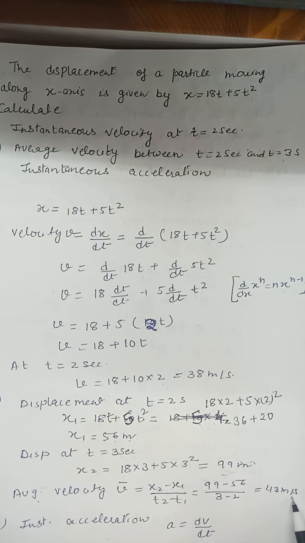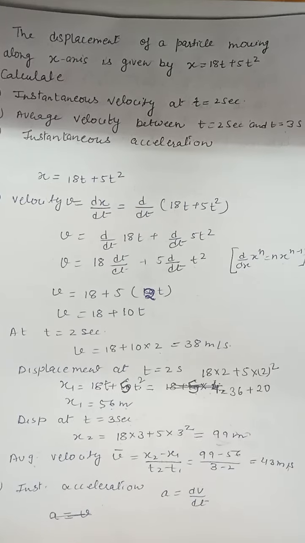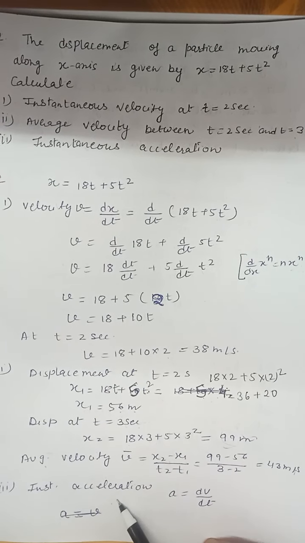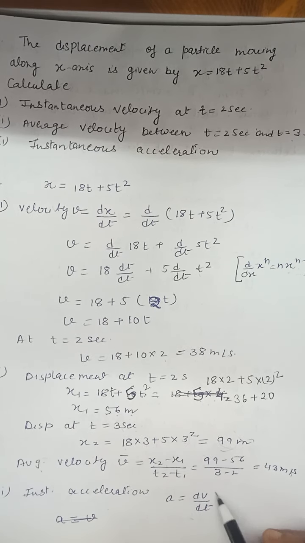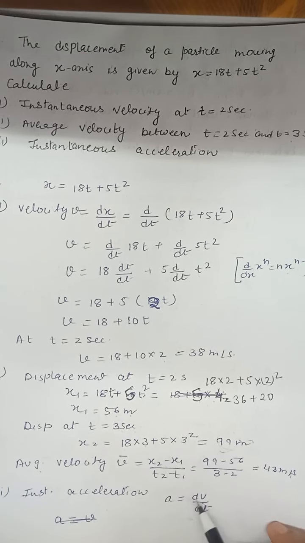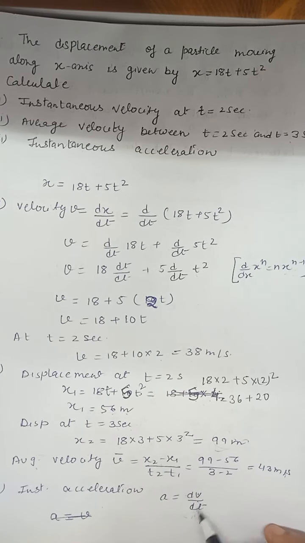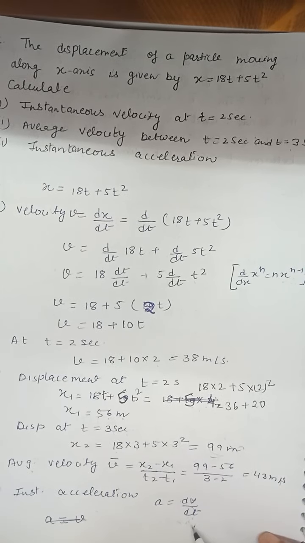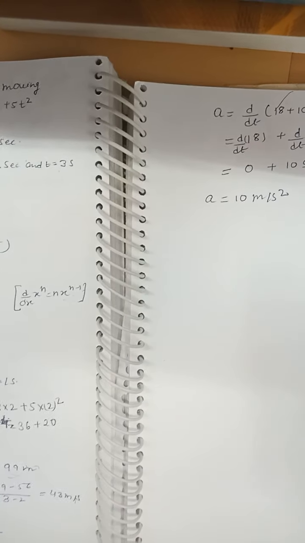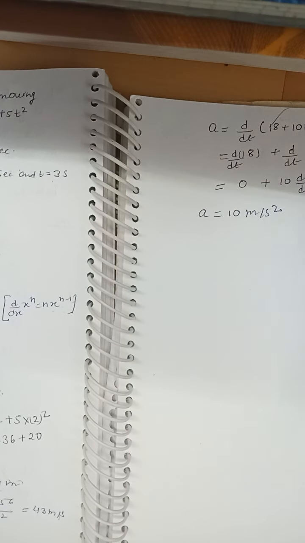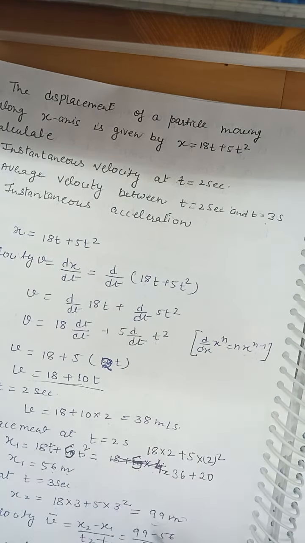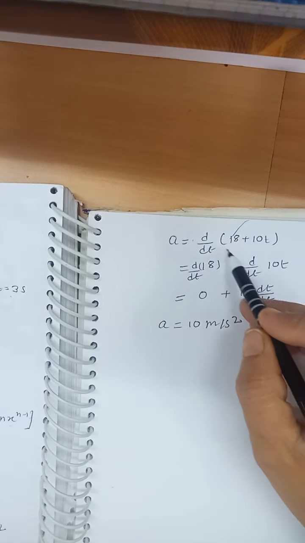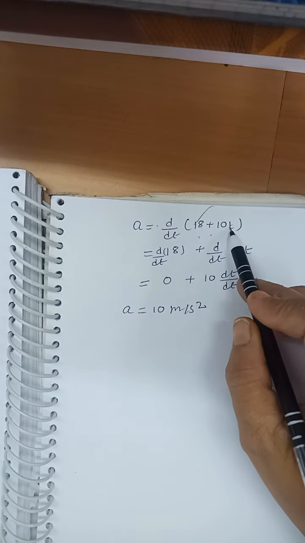Now you have to calculate the instantaneous acceleration. You have to take the instantaneous acceleration formula in the form of differentiation. Acceleration is the rate of change of velocity, so this is dv/dt. After that you will substitute the velocity equation. The velocity equation you have got is 18 + 10t. So this is the value of velocity you will substitute in place of v, so this is 18 + 10t.